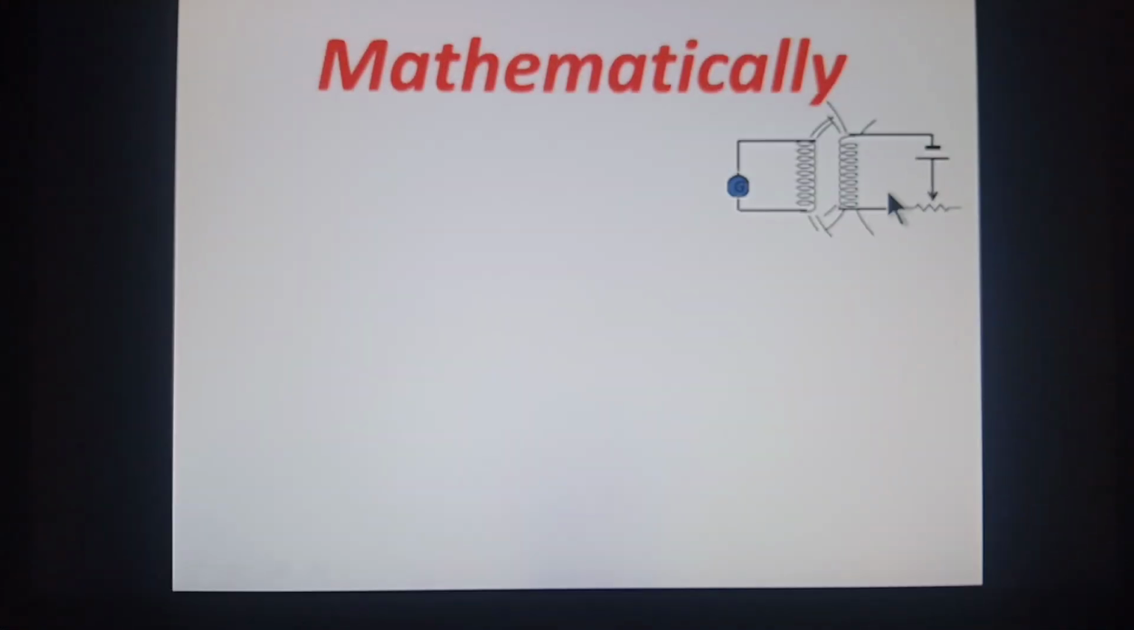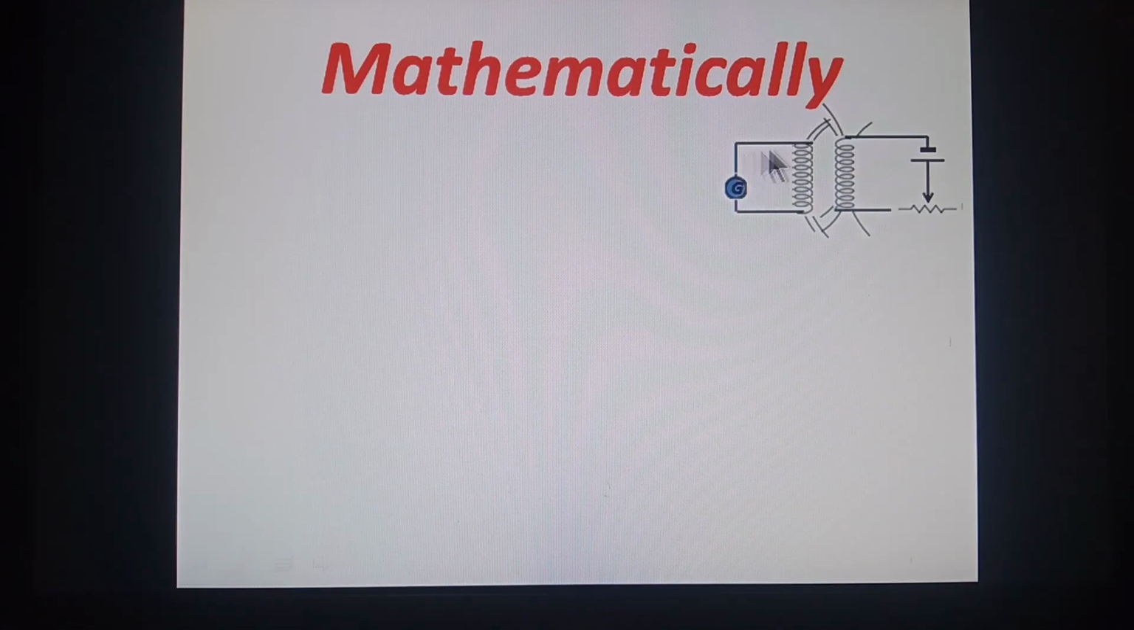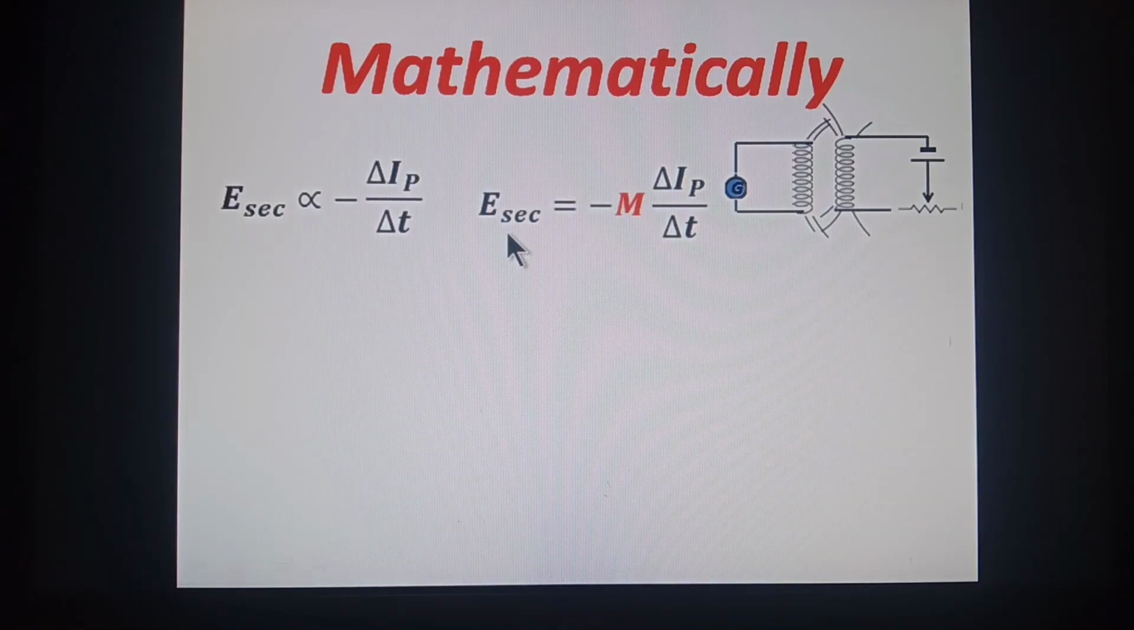Again, look at this circuit. The induced EMF produced in the secondary coil is directly related to the rate at which the current is changing in the primary coil. Mathematically, we can write: EMF produced in the secondary coil is directly proportional to the rate of change of current in the primary coil. Removing the sign of proportionality, we get the equation like this: voltage in the secondary equals minus M delta IP over delta T.